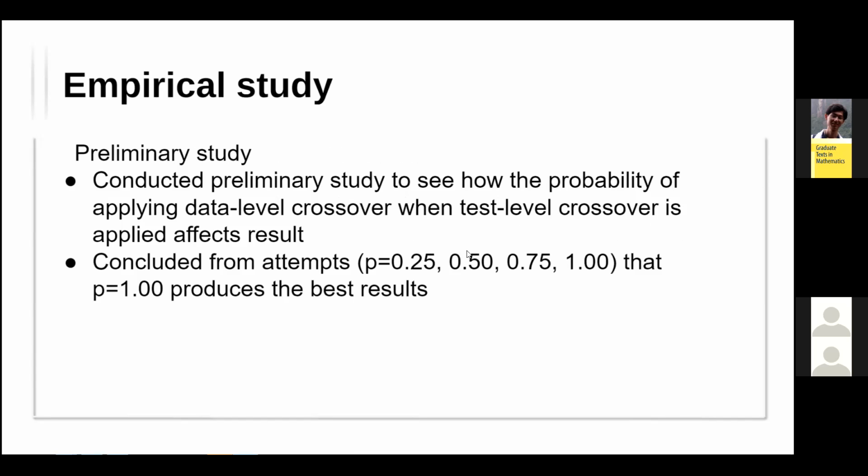So if P equals 0.5, maybe it means that when you do a test level crossover, you have a 50% chance to also do a data level crossover. And so they tried out different probabilities that they apply data level crossover when a test level crossover is happening. Yes, so there's a probability. When they apply the test level crossover, they will also randomly cross over the data, right?